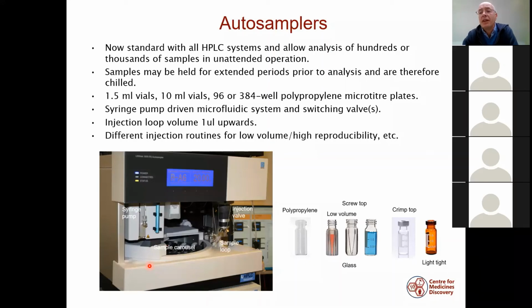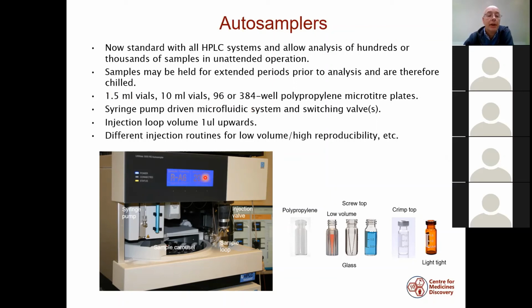Most HPLCs, I think probably all HPLCs now, come with an autosampler, and this allows you to analyze hundreds or even thousands of samples in unattended operation. Also, because you've got lots of samples, you may have samples sitting in the autosampler for an extended period of time, so it needs to be chilled. There are different types of vials. I'm showing you some different vial types here. Depending on what you're analyzing, you can use 1.5 ml vials, 10 ml vials as standard, or you can also use microtiter plates.